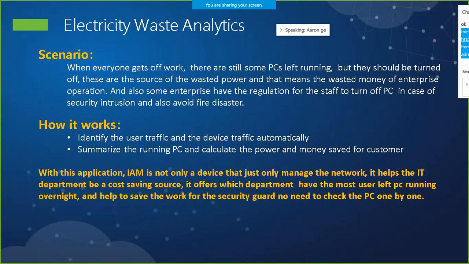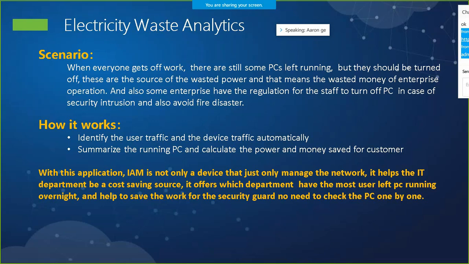Okay, so in case we go to check one by one, this way will take a lot of manpower or work for the security staff to check one by one. So this application will help to solve this kind of problem, in that we will identify the user traffic and the device traffic automatically. For example, right now it's 7:40 p.m. in China. In our office some staff are still working, but some staff have gone off work, though their PC is still running.